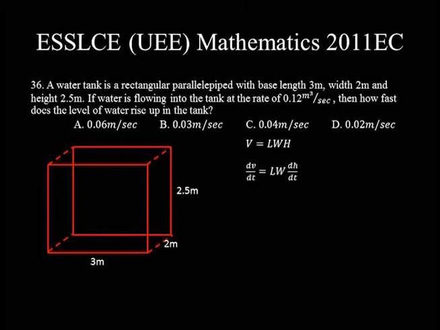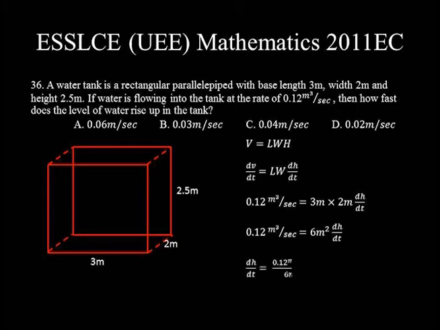dV by dt is given as 0.12 meter cube per second, which is equal to length 3 meter times width 2 meter times dH by dt. This implies 0.12 meter cube per second is equal to 3 times 2 is 6 meter square times dH by dt. Dividing both sides by 6 meter square, we will find dH by dt is equal to 0.12 meter cube per second divided by 6 meter square.